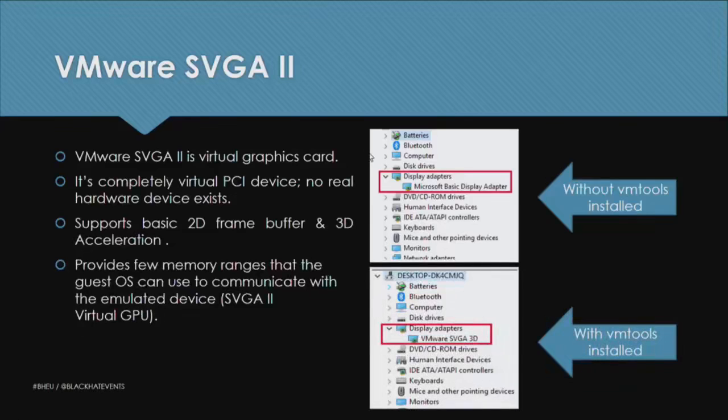Under Device Manager in any Windows guest, it can be seen as the VMware SVGA 3D device. The special thing about this graphics card is there is no hardware that actually exists for this device. So this is a completely fake graphics card. When the guest has to perform some graphics related operations, it has to communicate with this fake device. To make this communication easier, this fake device provides several memory ranges which can be used by the guest OS to communicate with this virtual GPU.